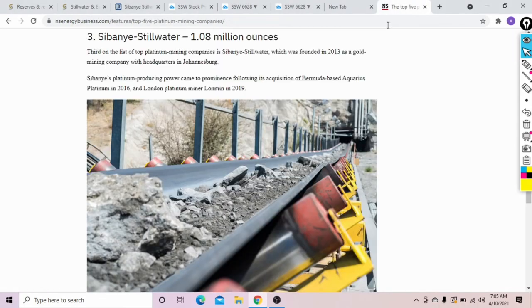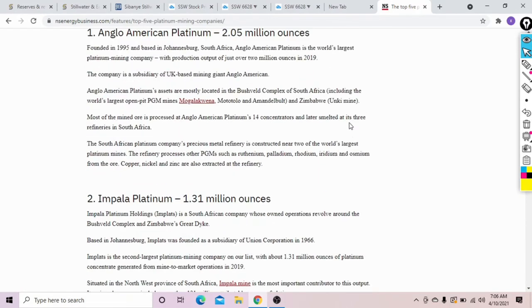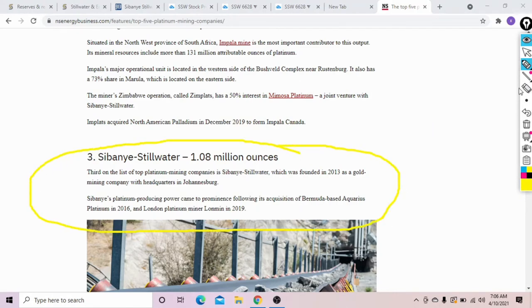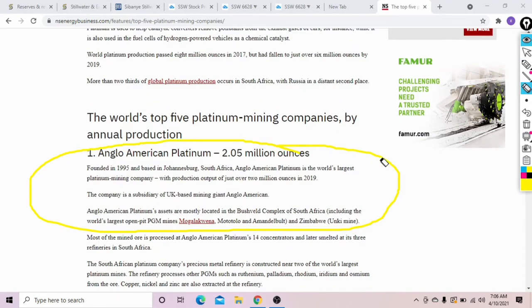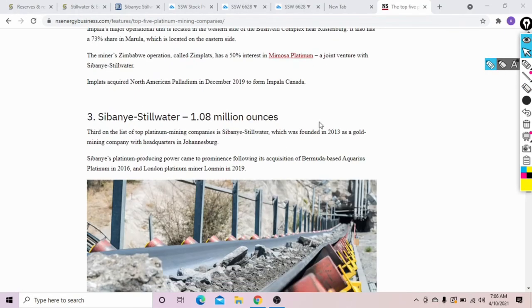If you go further in terms of the world's top platinum producers, you will notice that Sibanye is ranked third. So this is another positive piece of information from the fundamental perspective. Number one here is Anglo American Platinum, number two is Impala Platinum, and on the third place globally, Sibanye is ranked as number three among platinum producers.